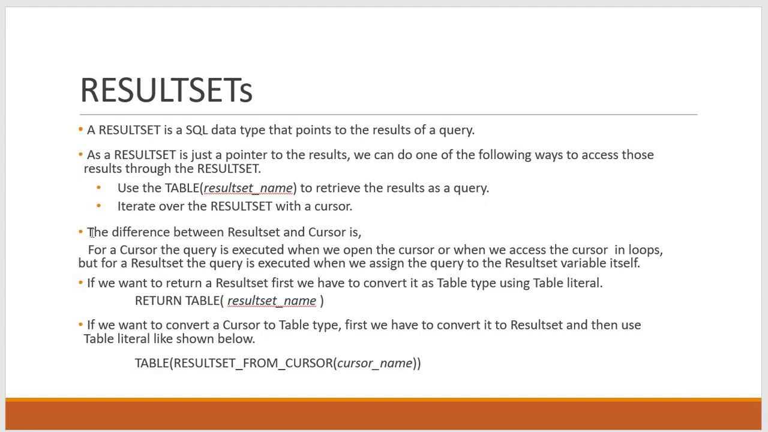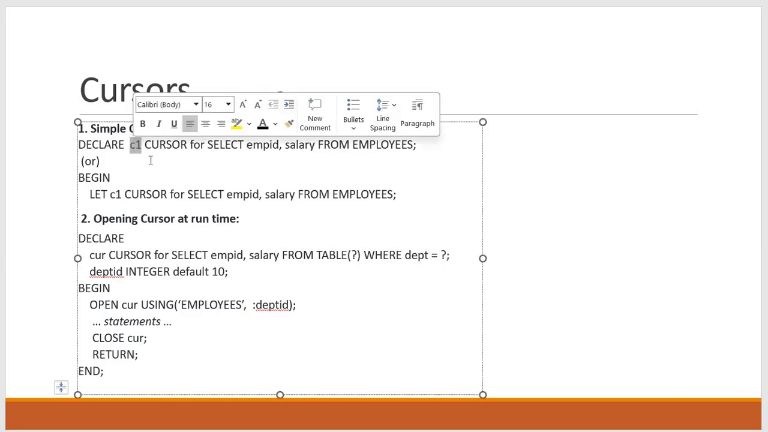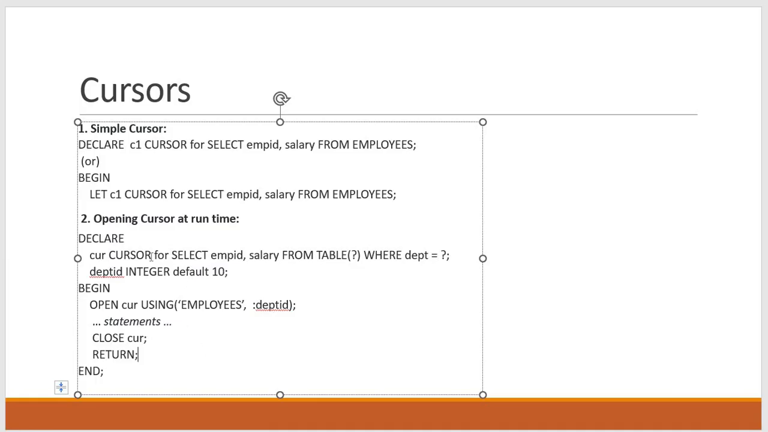Now don't confuse: what is the difference between a result set and a cursor? For a cursor, the query is executed when we open the cursor or when we access the cursor using loops. But for a result set, the query is executed when we assign the query to the result set variable itself. So don't confuse. Suppose this is our cursor, right? Here I am declaring a cursor C1, and in the second example here I am assigning a cursor CUR with this query: select employee ID, salary from this table where department equals. When we assign the query, it will not be executed.